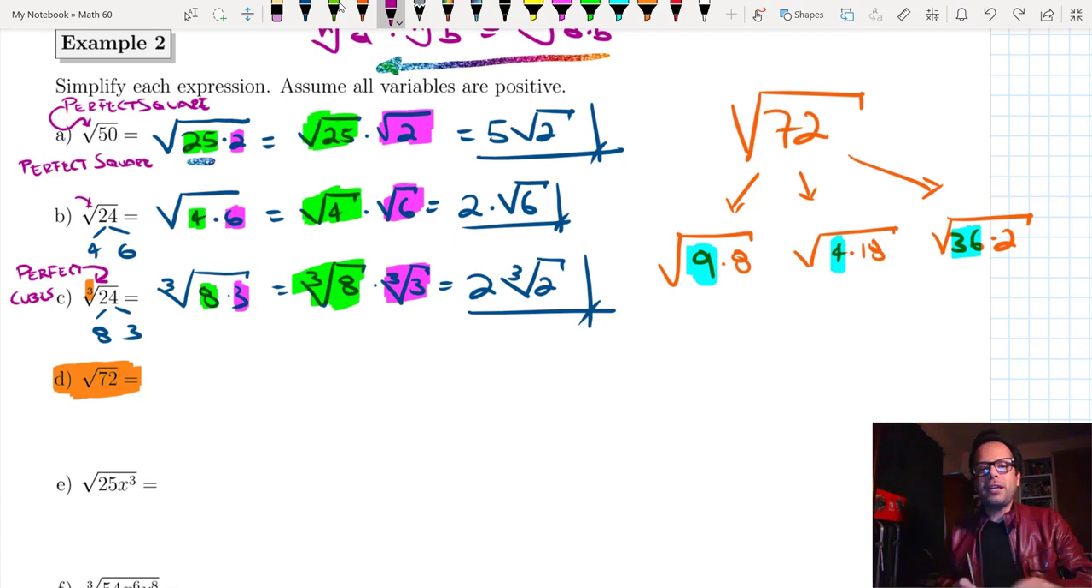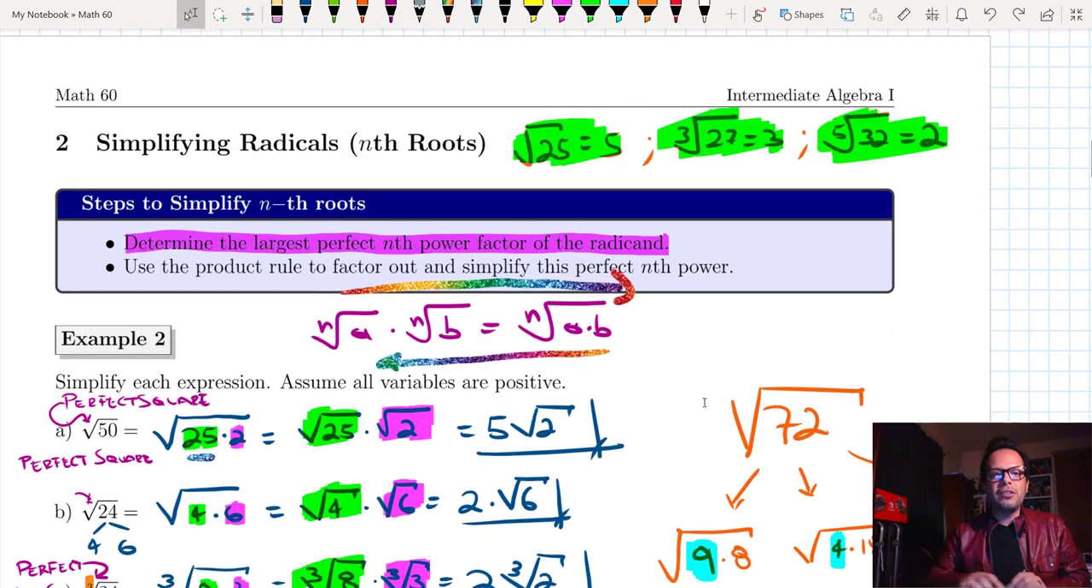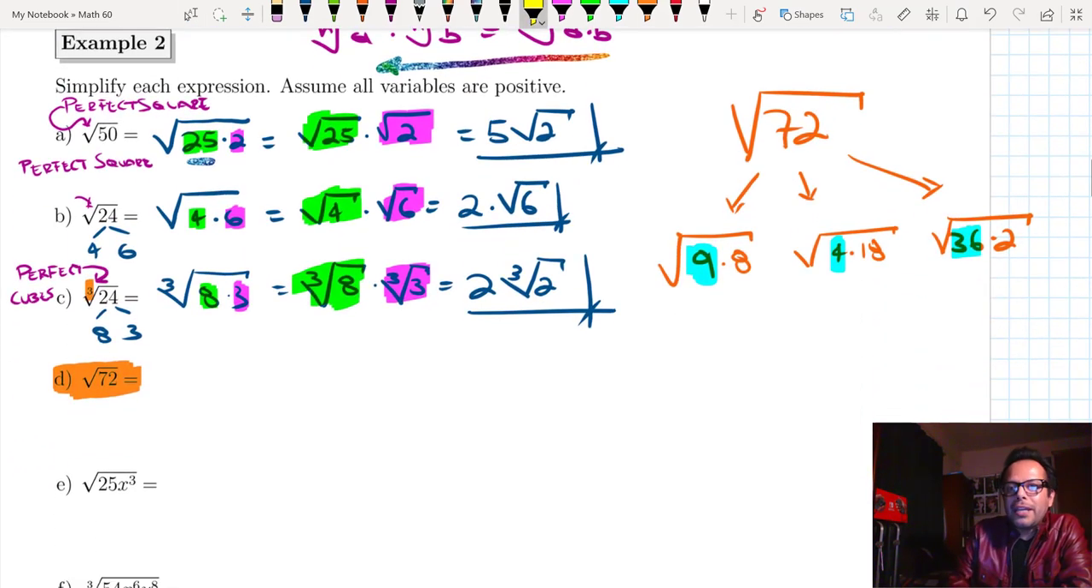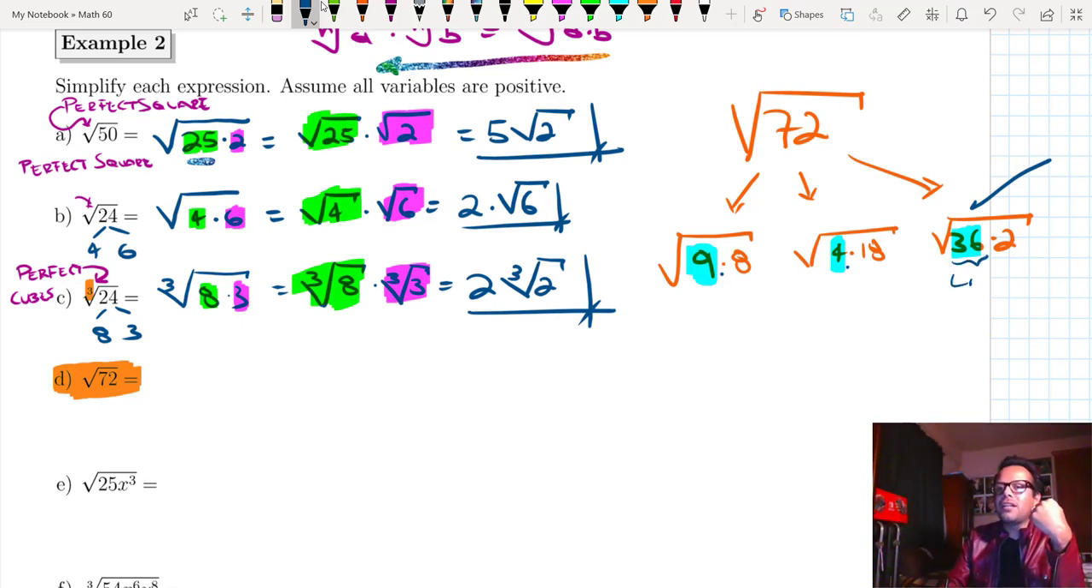Let us go back to the definition, and we'll look for the largest perfect nth power. Although the three versions here are correct, the best choice is this one, because 9 and 4 are perfect squares, but neither of them is the largest perfect square. Unlike 36, this is the largest one.